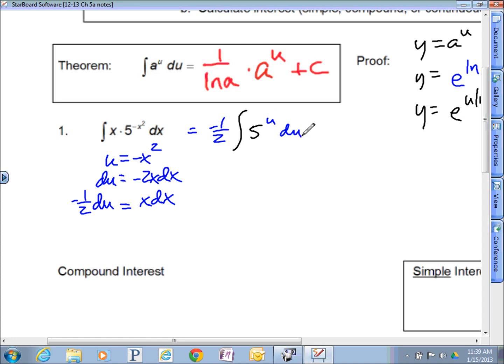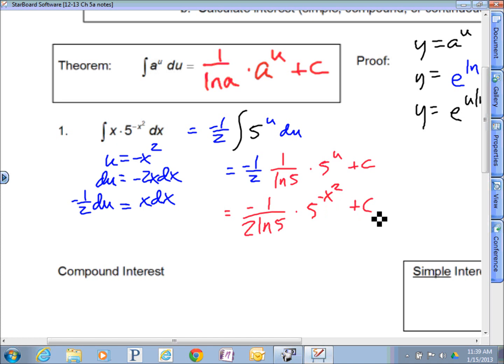Now, integrate that thing. According to the rule up there, I'm going to keep the negative 1/2, throw in a 1 over natural log of 5, and also throw in that 5 to the u plus my c. Clean it all up. What's it going to look like? Negative 1 over 2 times the natural log of 5 times 5 to the negative x squared plus my c. And I could move my 5 to the negative x squared down to the bottom if I wanted to clean up my negative exponent.